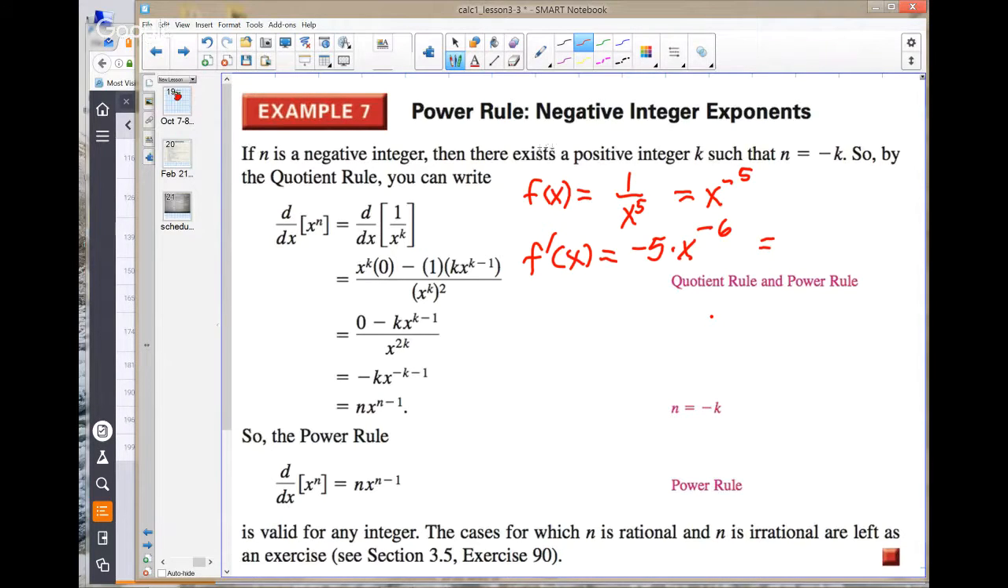The only problem is we don't want to leave it that way, so we'd have negative 5 over x to the 6th. So this is what they're telling you: you don't always have to use the quotient rule. If you're fortunate like you have here, we can just use negative exponents, and if we have a negative exponent, the power rule still works. So that's what this is a reminder of. All right.